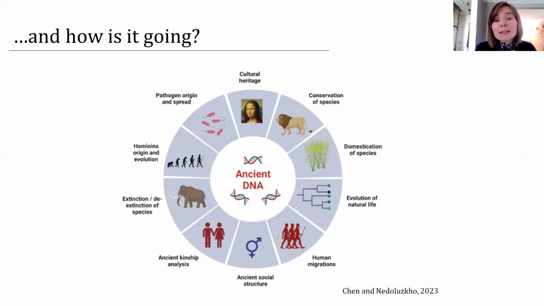But now ancient DNA research is developing very quickly, and it's applied in many, many studies. We can study the origin of species, both modern and extinct. We can study conservation, cultural heritage, the processes of domestication, of evolution, and so on. So from many different ancient materials, we can obtain a great variety of information about the past of species and of ecosystems.